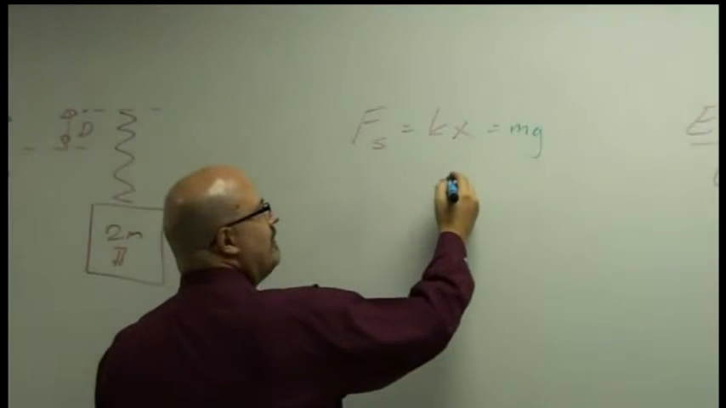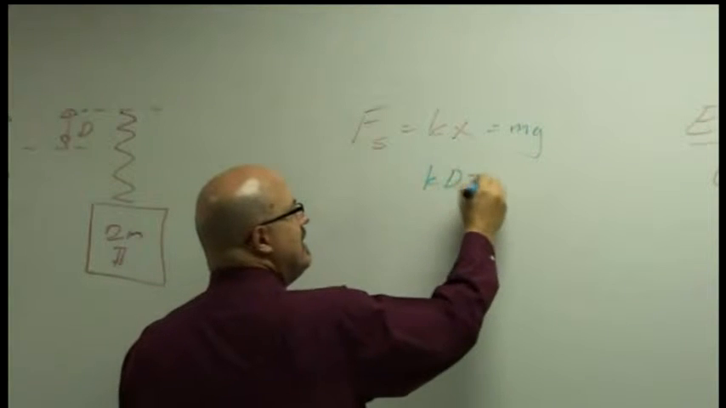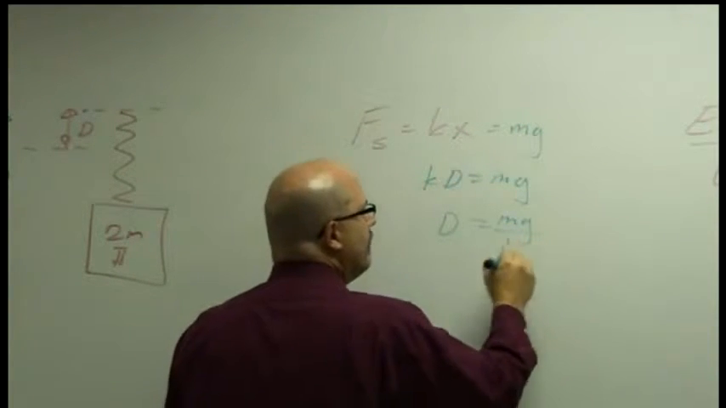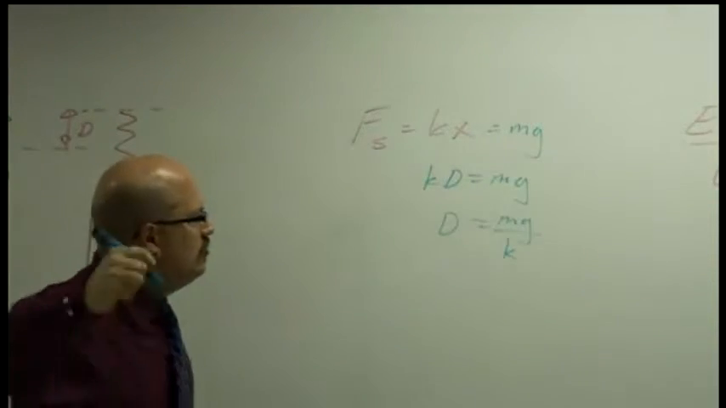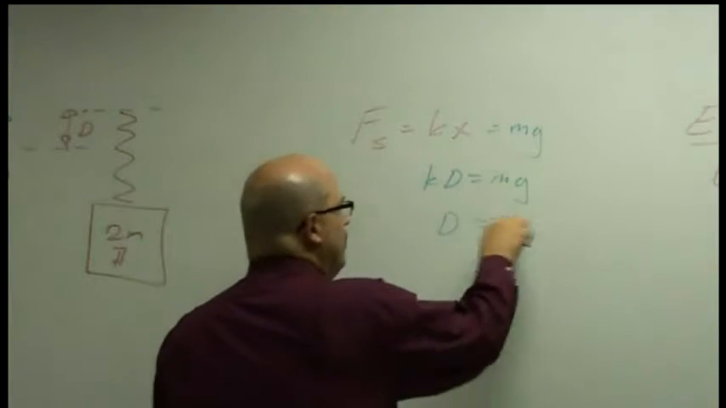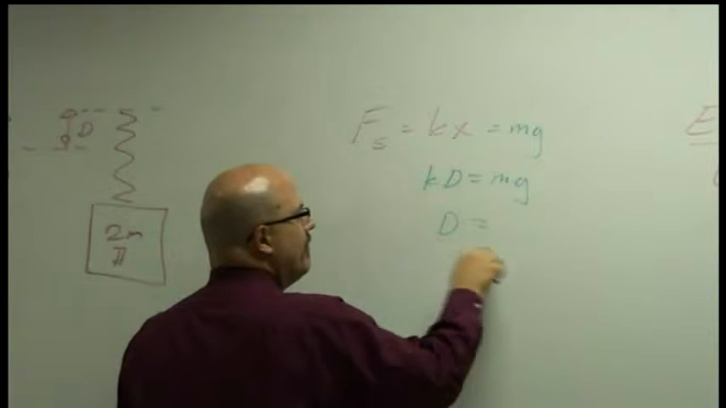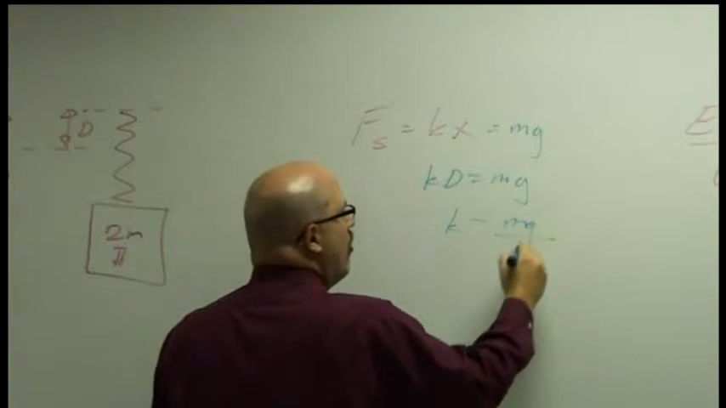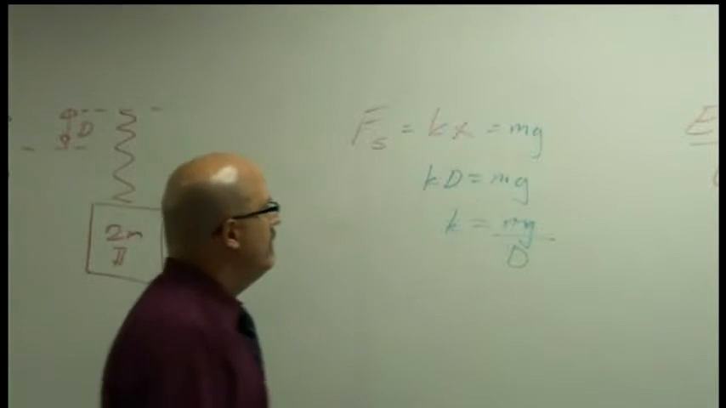All right, so that's kd equals mg, so d ought to equal mg over k. So k ought to be mg over d. Well, if you use energy, you get 2 mg over d.